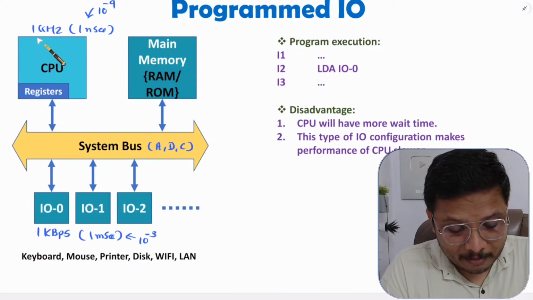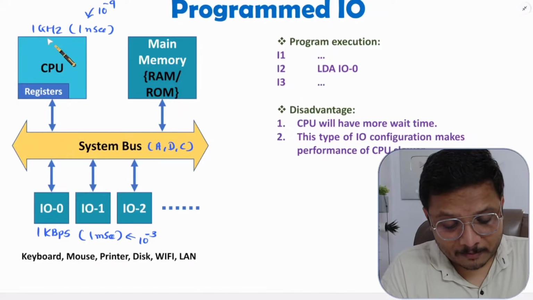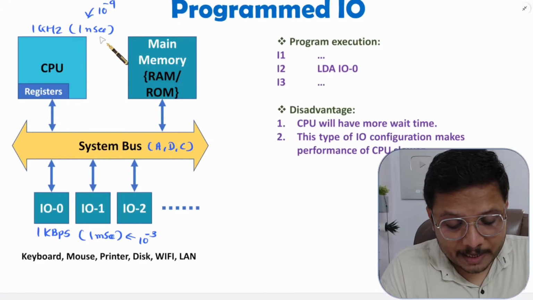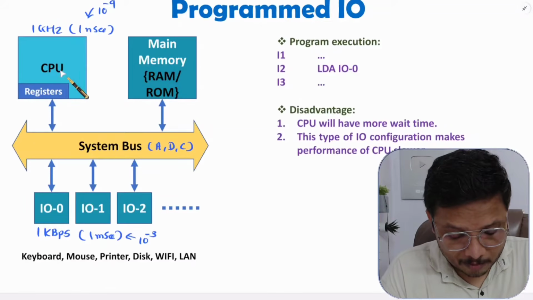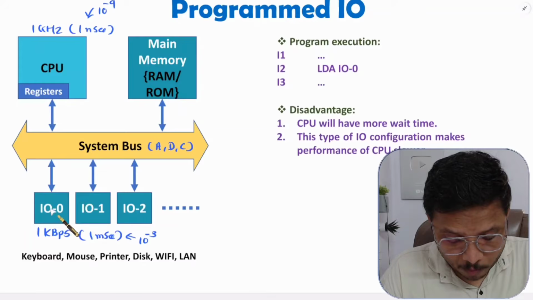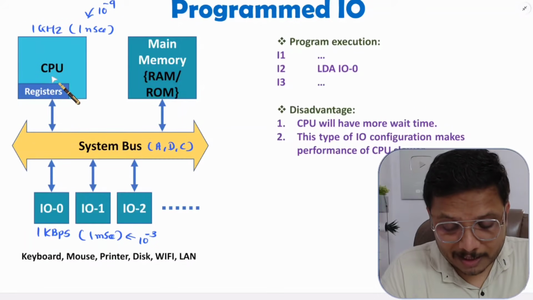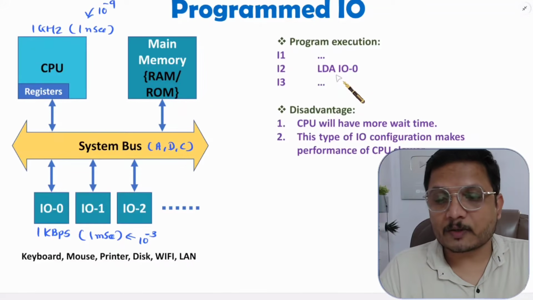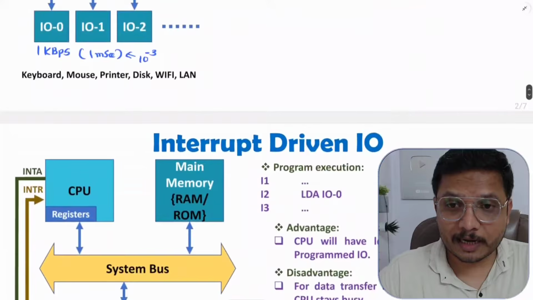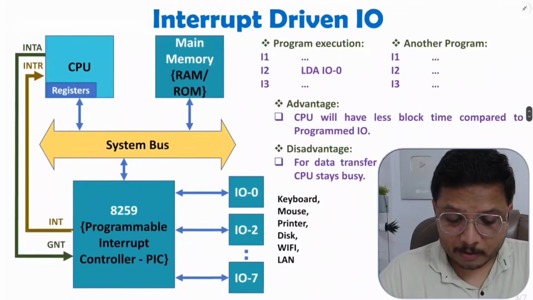As the CPU has a clock frequency of 1 gigahertz, it needs just 1 nanosecond, the time period of 1 clock cycle, to have that data. But because the IO device was slow, the CPU has to wait till the IO device responds to this instruction. So that was the issue. Now how do we resolve that issue with interrupt driven IO? Let us try to understand that.